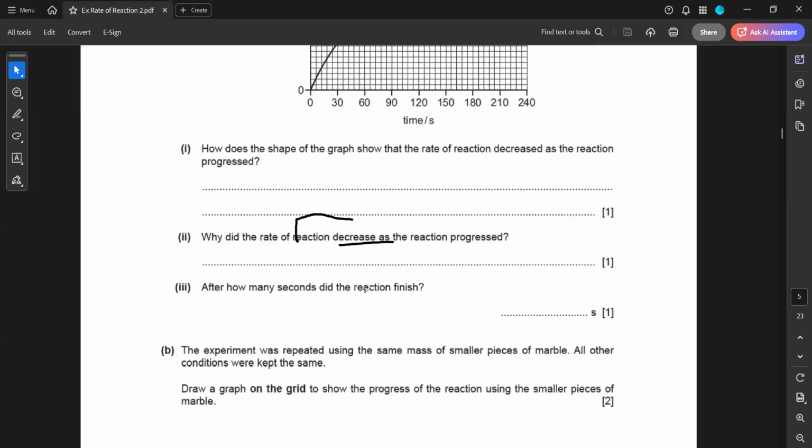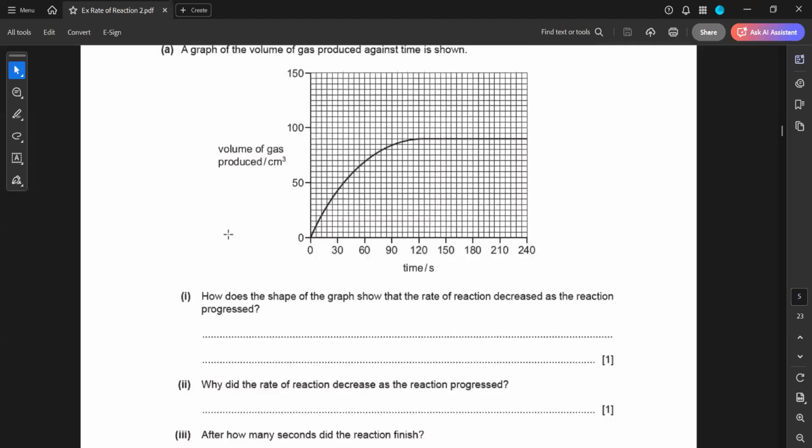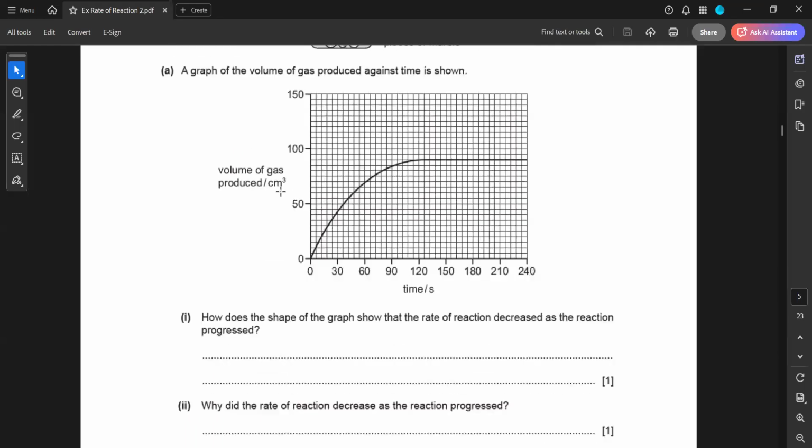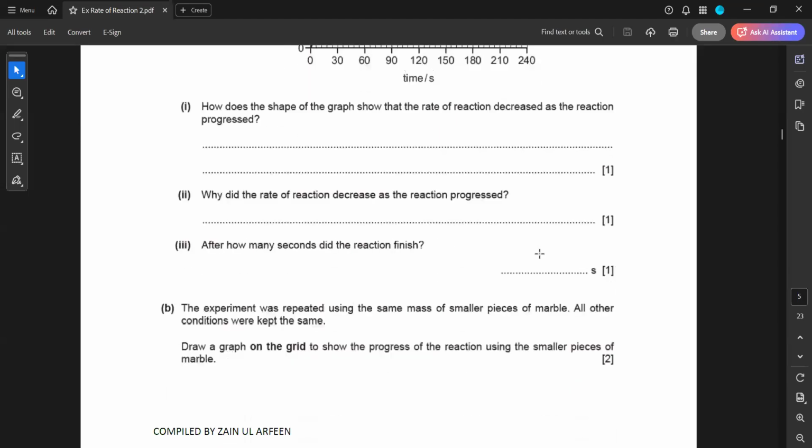After how many seconds did the reaction finish? Can anyone identify when this reaction stopped? 120. Good. It was constant after 120, because you can see when it is 120, the amount does not change. So it means when we reach 120, the reaction has stopped completely. So after how many seconds has the reaction stopped? 120 seconds.